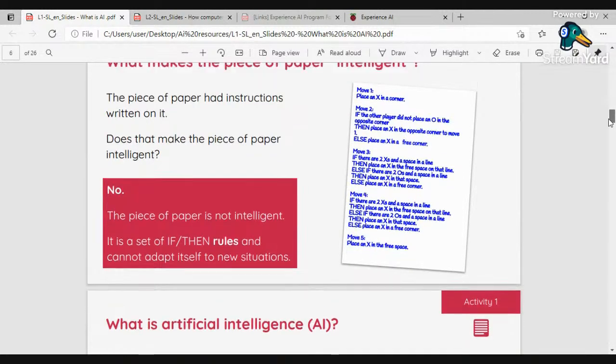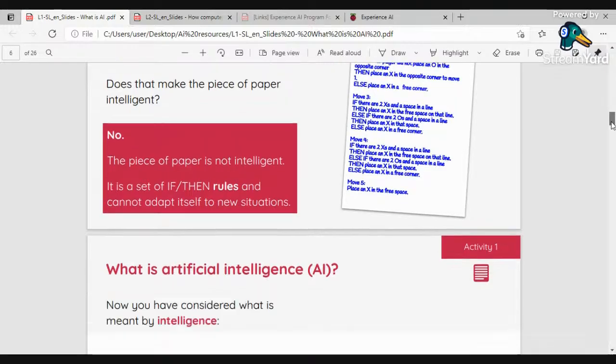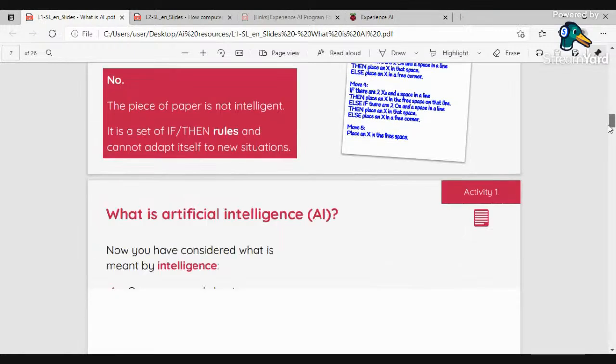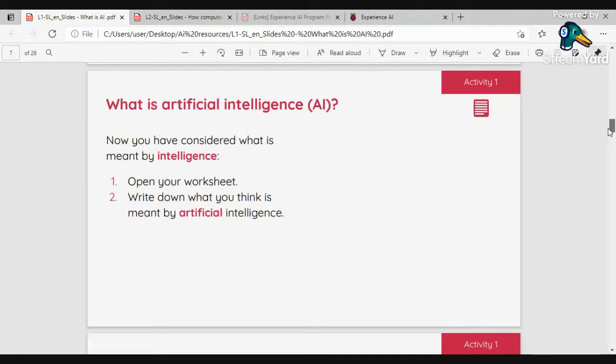The piece of paper had instructions on it. Does that make the piece of paper intelligent? No. The piece of paper is not intelligent. It is a set of if-then rules and cannot adapt itself to new situations. For those familiar with programming, programming is basically a set of instructions you give to a computer to perform a particular task. So that is rule-based. All right, so what is artificial intelligence?